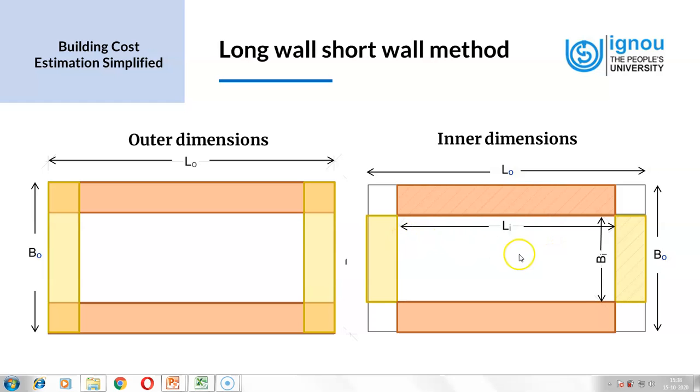Now if we have the inner dimensions of the room, and we focus on the inner dimensions to find the area, again we are leaving out the corner areas. So in order to avoid this discrepancy or extra calculation, or in order to have a more accurate calculation, we follow the long wall short wall method.